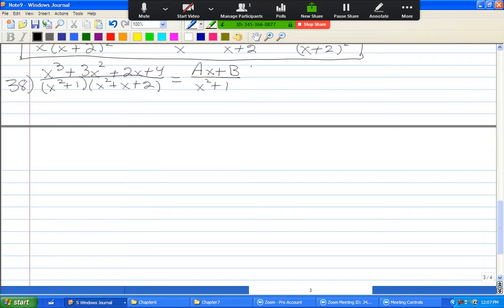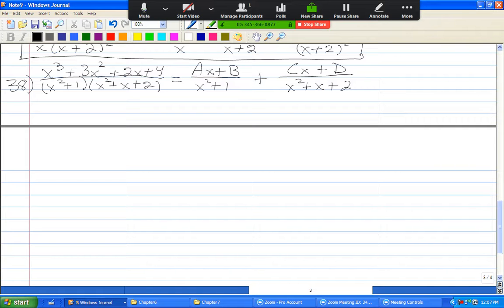And my denominator is going to be, well, let's see, x squared plus x plus 2. That's also irreducible over the reals. And so this should look like Ax plus B over the first, Cx plus D over the second. Okay, so it looks something like that.